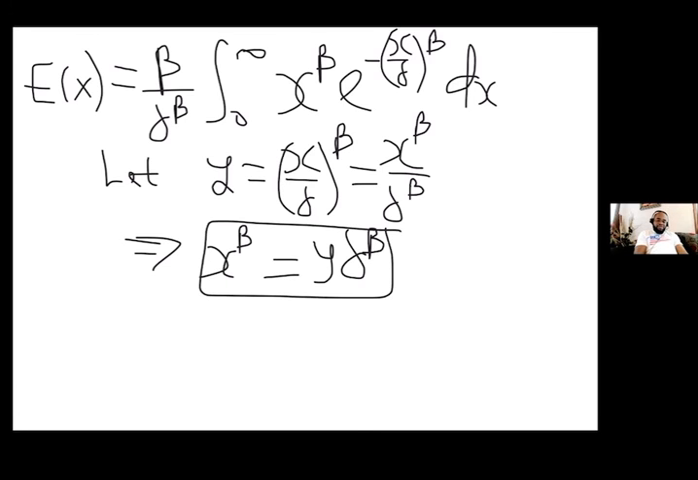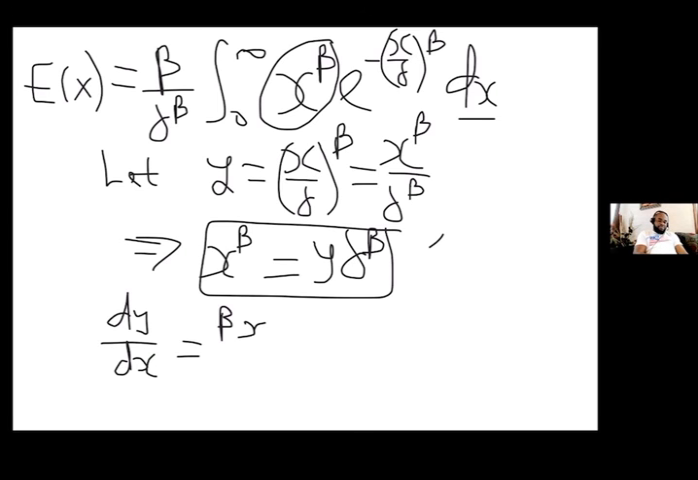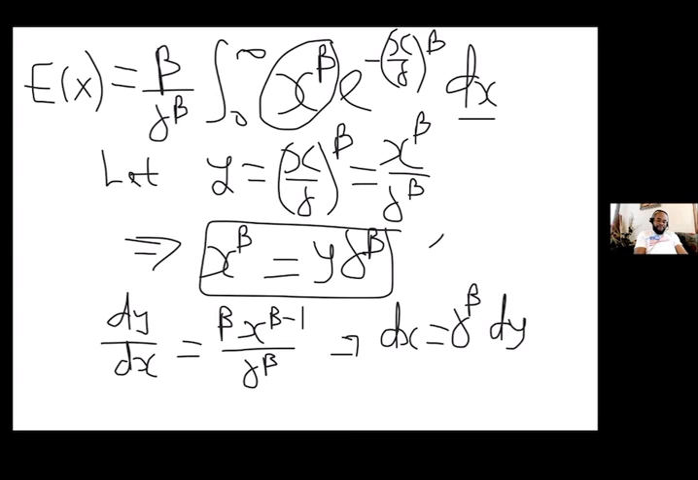Here, I'm actually going to plug in that. I can no longer do the antiderivative with respect to x, so I need the dy. My dy/dx is going to be beta x raised to the power beta minus 1 divided by theta raised to the power beta. So my dx is going to be theta raised to the power beta dy divided by beta x raised to the power beta minus 1.